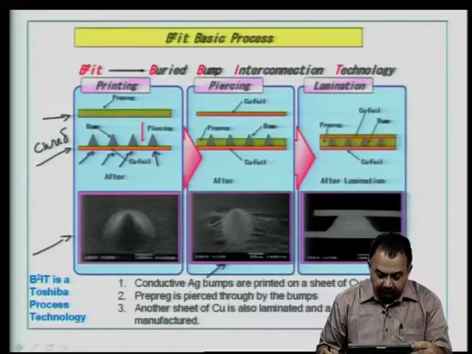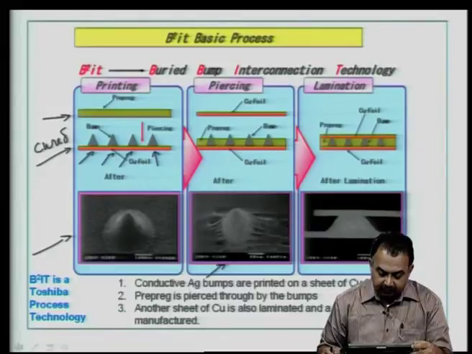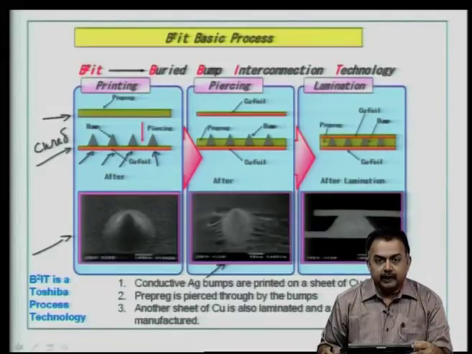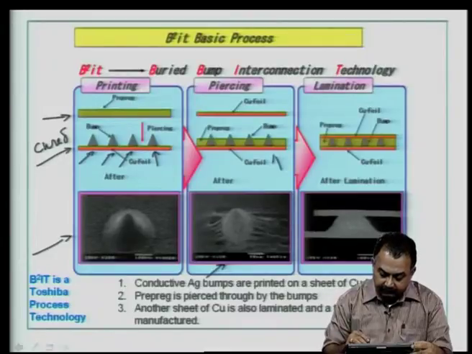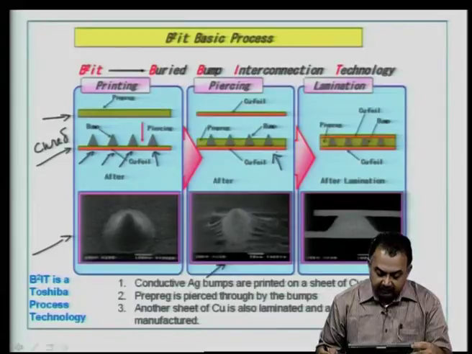So, one of the requirements is that after the stencil printing process is over, you require some kind of a bump structure that can enable insertion of these pre-pregs up to the base of the copper foil. Now, this picture you see here is representing the completion of the piercing of the prepreg.